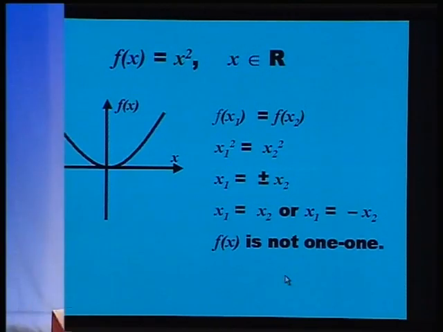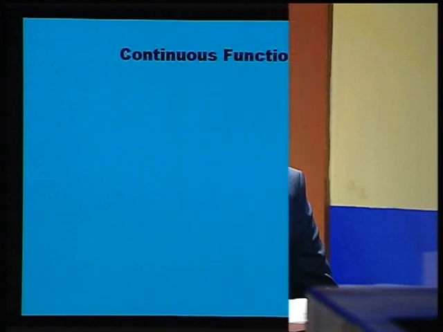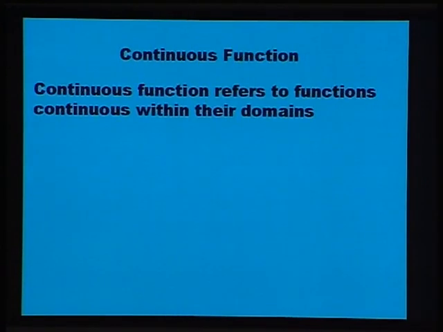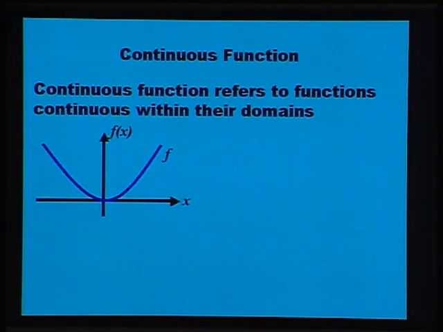We will now consider continuous functions. Let's define continuous functions. A continuous function refers to a function continuous within its domain. We'll take two examples. f(x) = x squared is a function. If we restrict the domain from minus 2 to 3, we'll say that yes, f(x) is continuous in the domain minus 2 to 3.